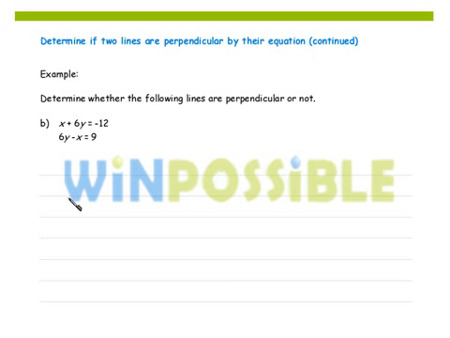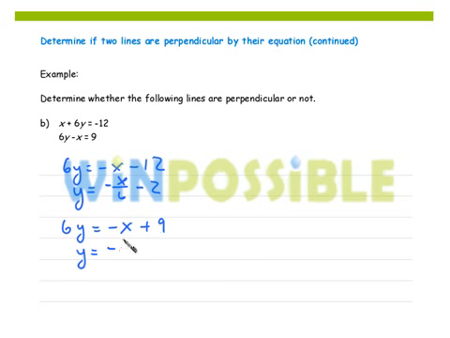Determine whether the following lines are perpendicular or not. So the first line I rewrite in y equals mx plus b form. Dividing through by 6, I get y equals -x over 6 minus 2. The second line, I simply move the -x over to the right, and I'm in y equals mx plus b form. Dividing through by 6 again, I get y equals -x over 6 plus 9 over 6, which is the same as 3 over 2.